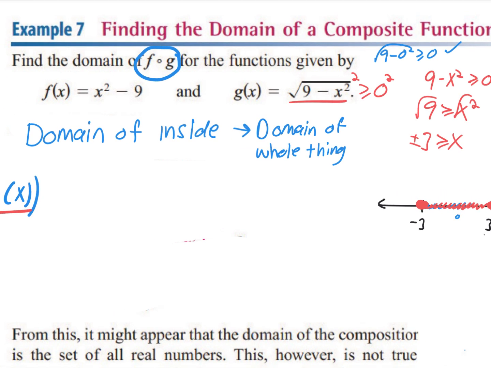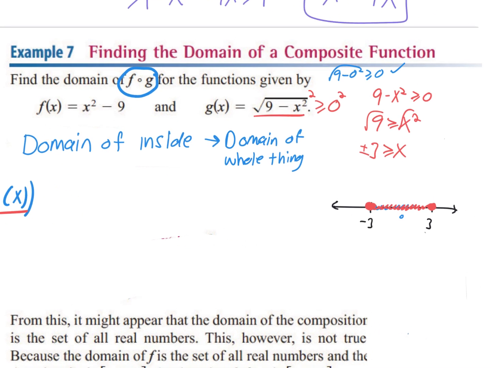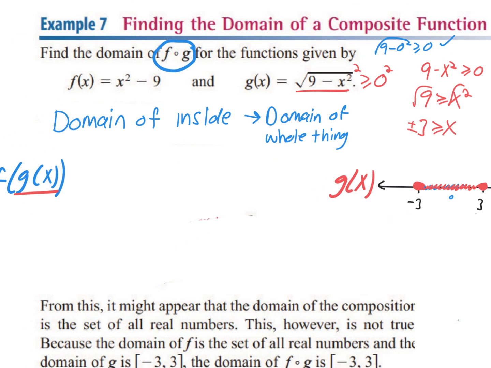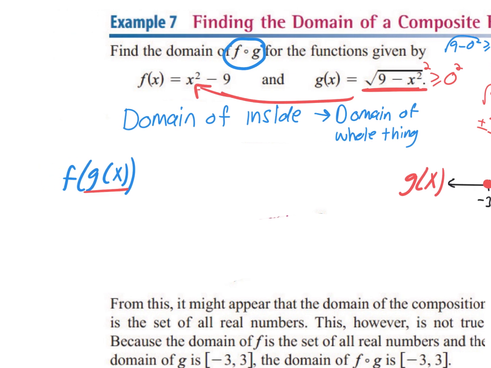And now let's find f of g of x, and let's see if that has any domain restrictions. So this is the domain of just g of x. So g of x, let me write that down. All right. To find f of g of x, again, we take g of x and we plug that into this x. That's an f of x.